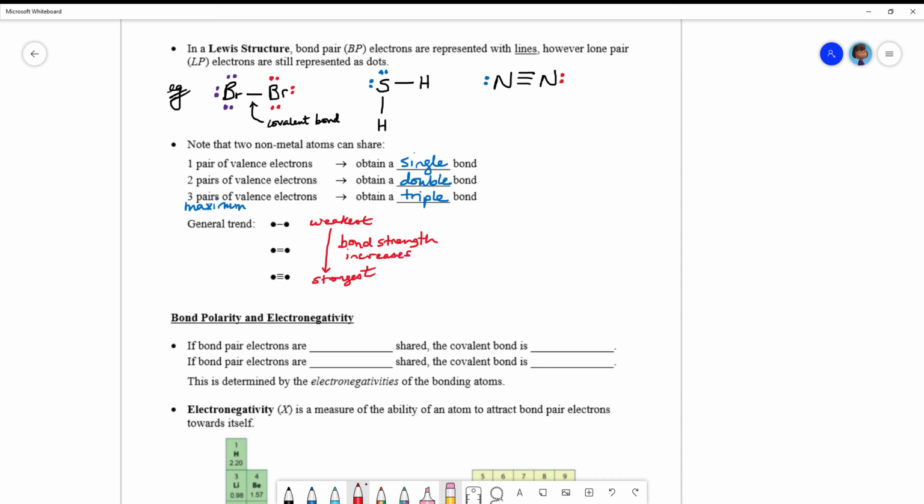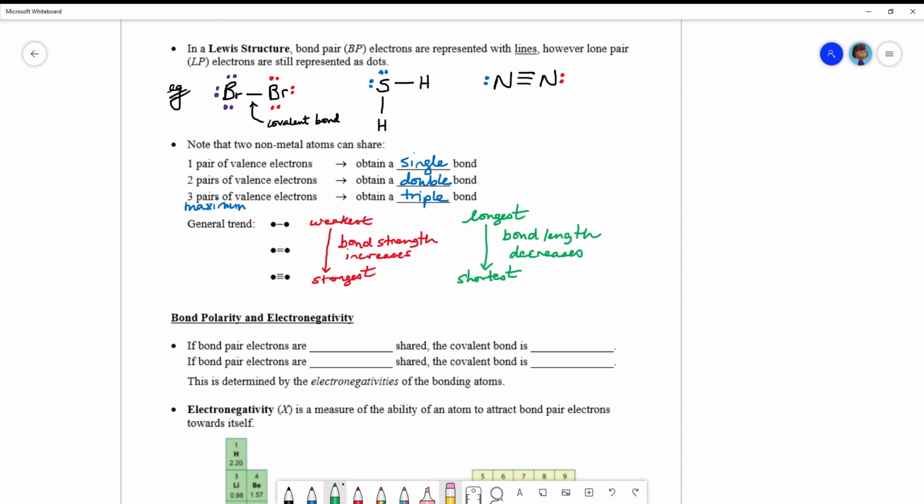But something else happens. As bonds get stronger and stronger, the bonded atoms get pulled closer and closer together. Because of this, we see another important trend: single bonds tend to be longer, and as we go down this list, triple bonds tend to be shorter. So this is not just a list from weakest to strongest bonds, it's also a list from longest to shortest bonds, which means that bond length is decreasing.